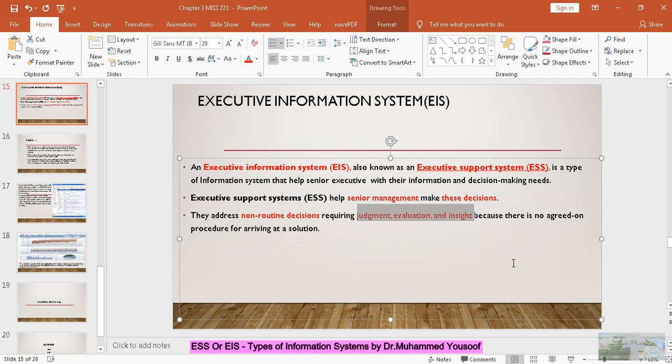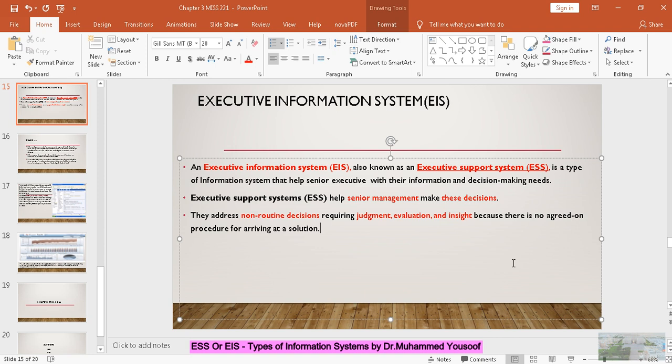So these are the things that you are going to consider in this one. So now let me sum up this slide. An executive information system is used by the senior managers for making decisions. These decisions are non-routine decisions which are not planned before, because these decisions are taken due to unexpected situations that arise. These decisions require judgment, evaluation, and insight.